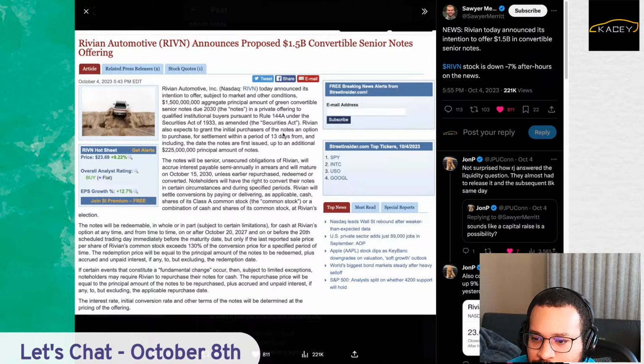grant the initial purchasers of the notes an option to purchase for settlement within a period of 13 days from and including the date the notes are first issued, up to an additional $225 million principal amount of notes. Interesting. So what happens here is you buy these essentially bonds, and instead of taking cash out, you can take out stock when they mature.